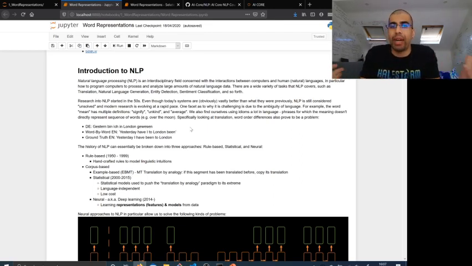It's a very umbrella field, and it covers a lot of topics such as translation, natural language generation, entity detection, sentiment classification, and many other things. There's a diagram here which shows the power of what NLP can actually do. Research into NLP started quite early on, in the 50s, and today's systems are masses and masses better than what there was 70 years ago, but NLP is still considered an unsolved problem, and research is evolving at a rapid pace within it.